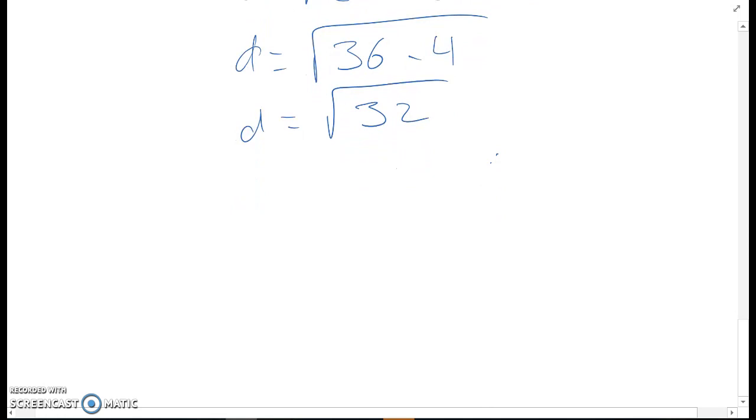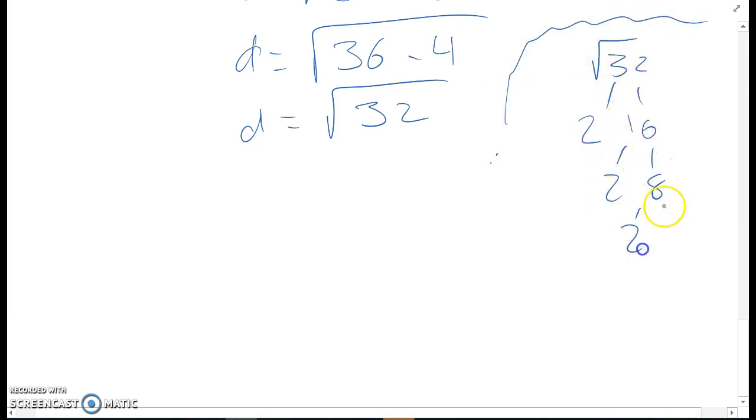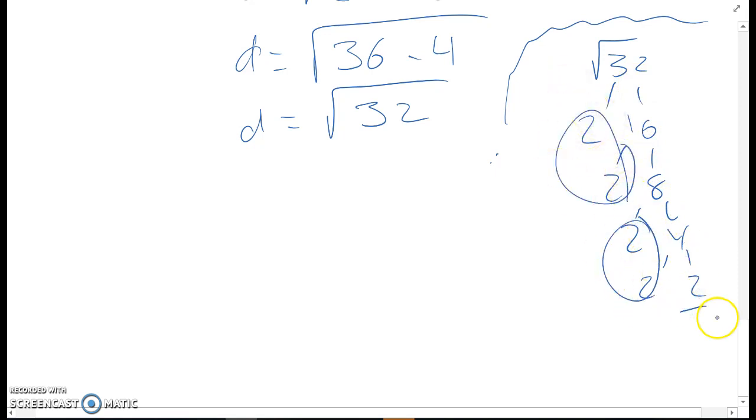Okay. To finish this, I would do some scrap work over here, and I'd find the square root of 32, and I'd break it down to 2 and 16, and 2 and 8, and 2 and 4, and 2 and 2, and then I have 2 of them, and 1 gets left, so this is going to be equal to 4 root 2.